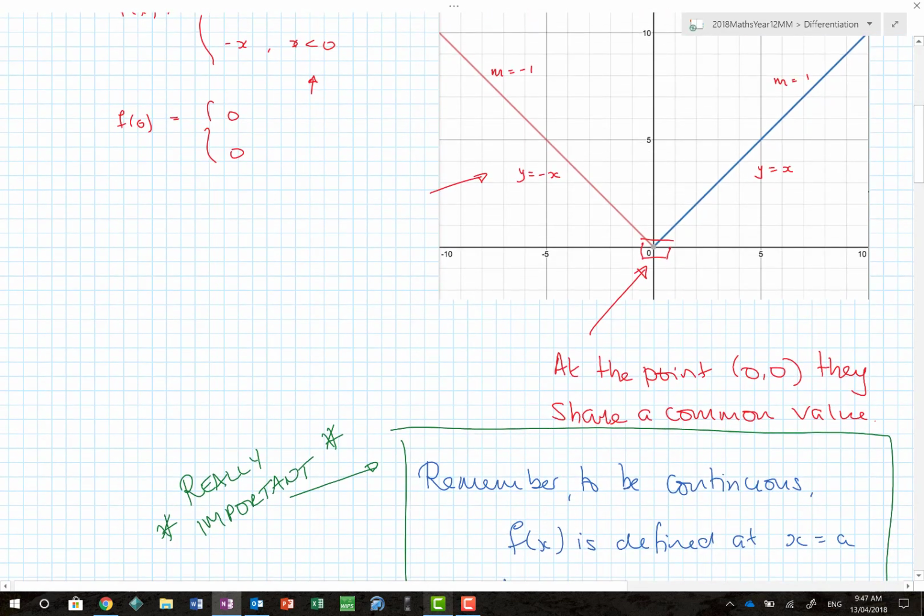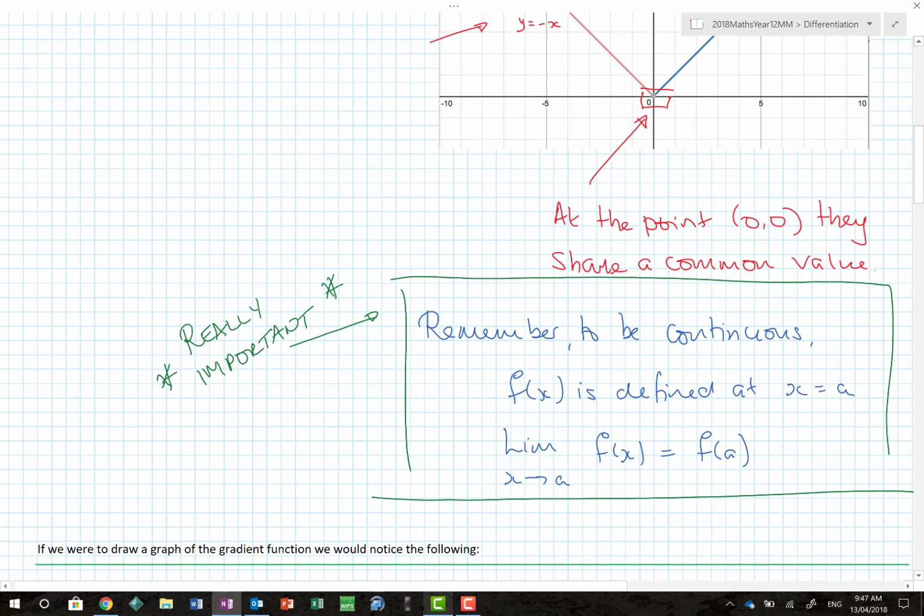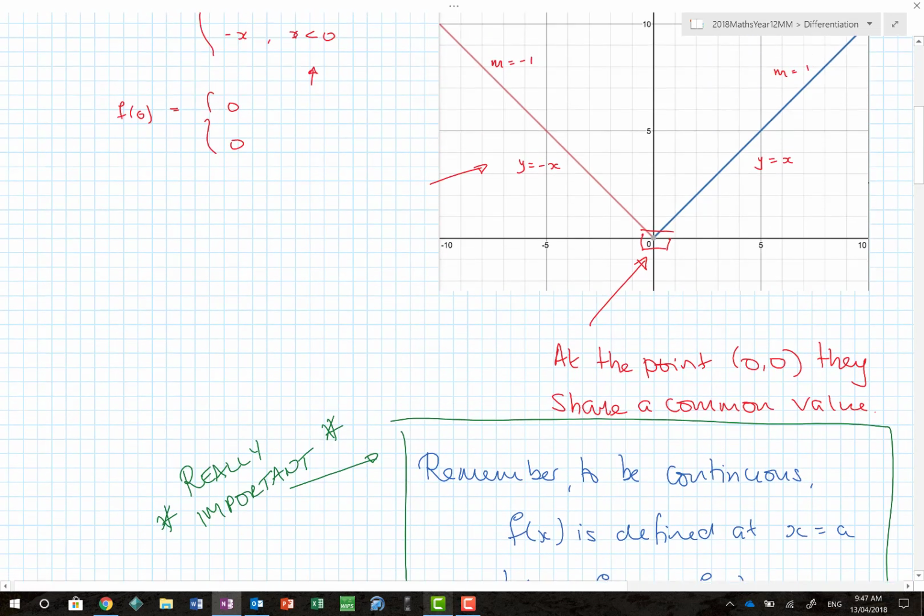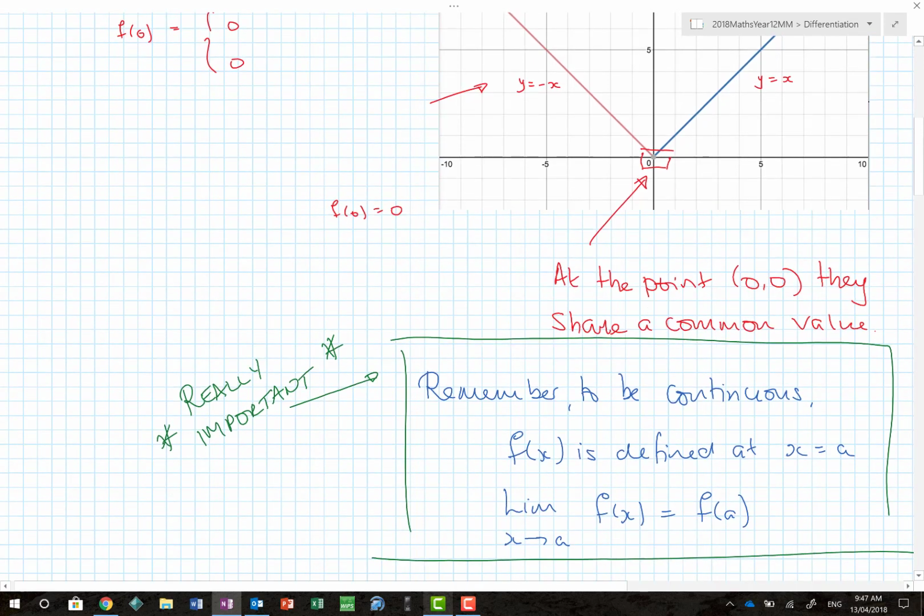Well, firstly, it's continuous. And remember, to be continuous, f of x has to be defined at x equals a. All right, so for it to be defined at a point, there actually has to be a point there. So f of 0 in this situation has to be equal to 0. And it has to say that as we move closer and closer to the value of a, in this case the value of 0, the function of x gets closer and closer to f of 0.